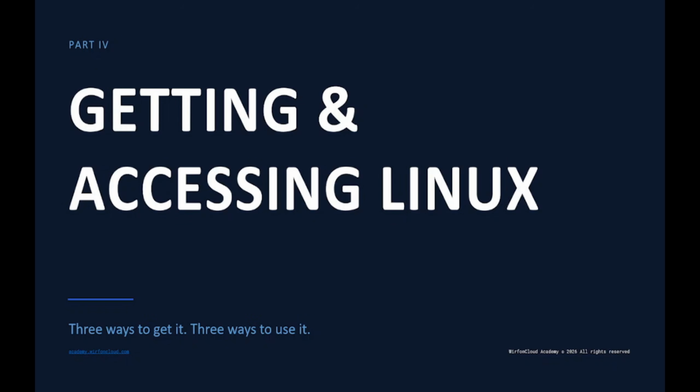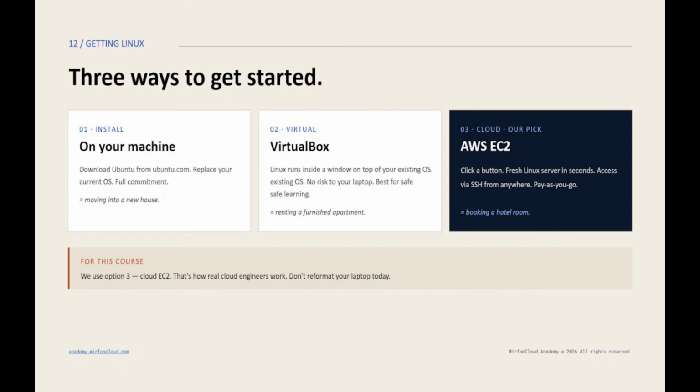Part 4. Getting and accessing Linux. Now that you know what Linux is, how do you actually get your hands on one? 2 questions. How do you get Linux running? And once it's running, how do you get access to it? 3 ways to get started with Linux. Option 1. Install it directly on your machine.